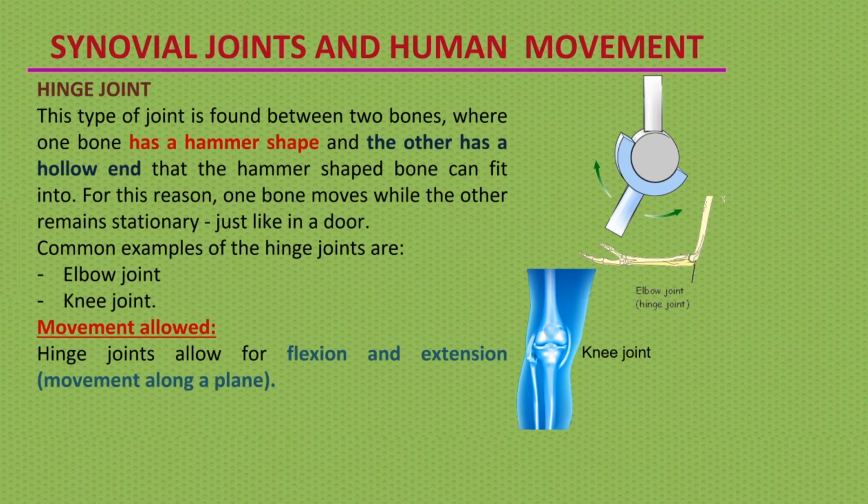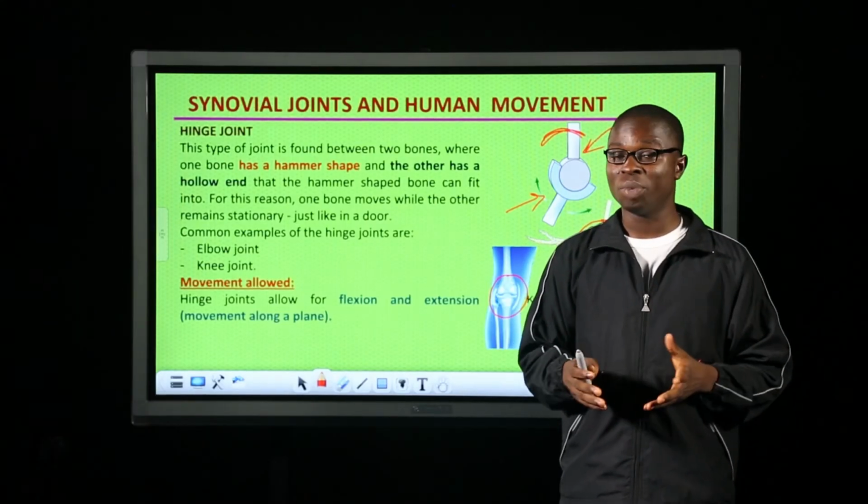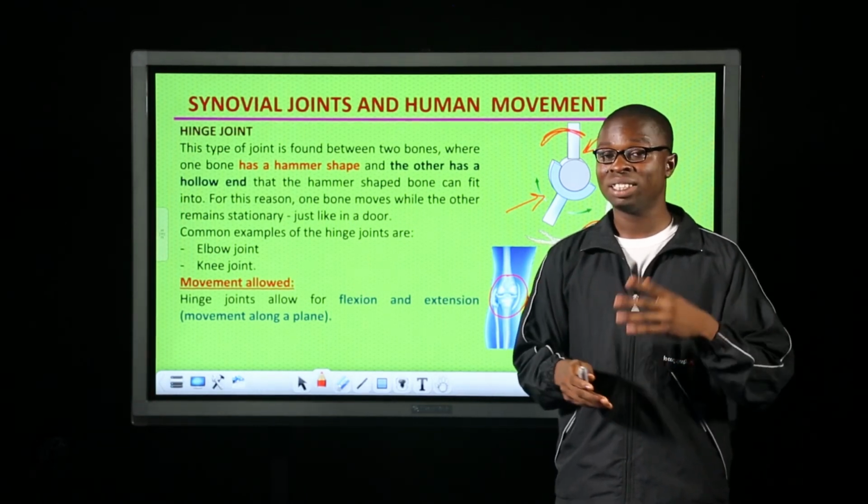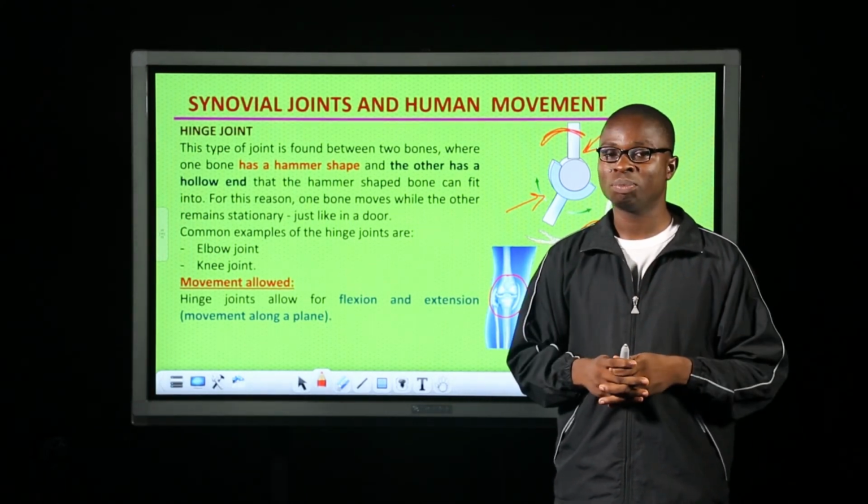Think of a hinge joint like a door. In a hinge joint, a bone has a hammer shape and it fits into another bone with a hollow end. For this reason, one bone can move while the other remains stationary, just like a door. Common examples of hinge joints include the elbow joint and the knee joint. Hinge joints allow for movements only along a plane, and the movements allowed are flexion and extension.